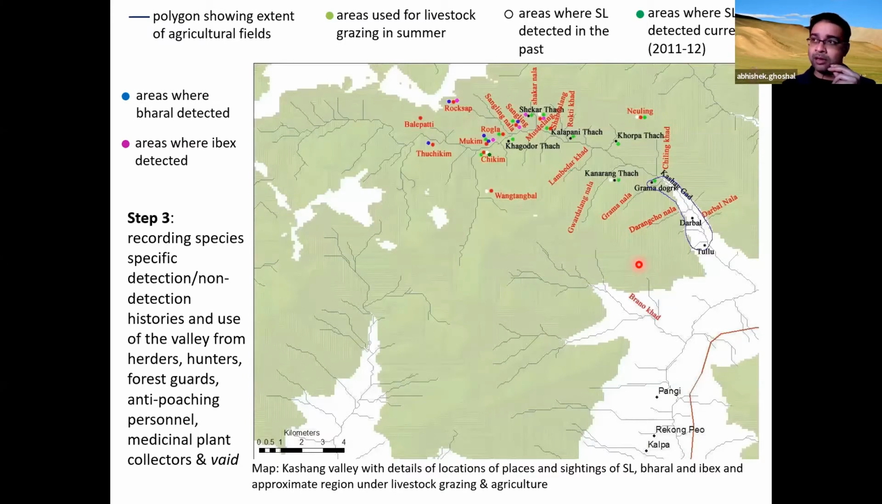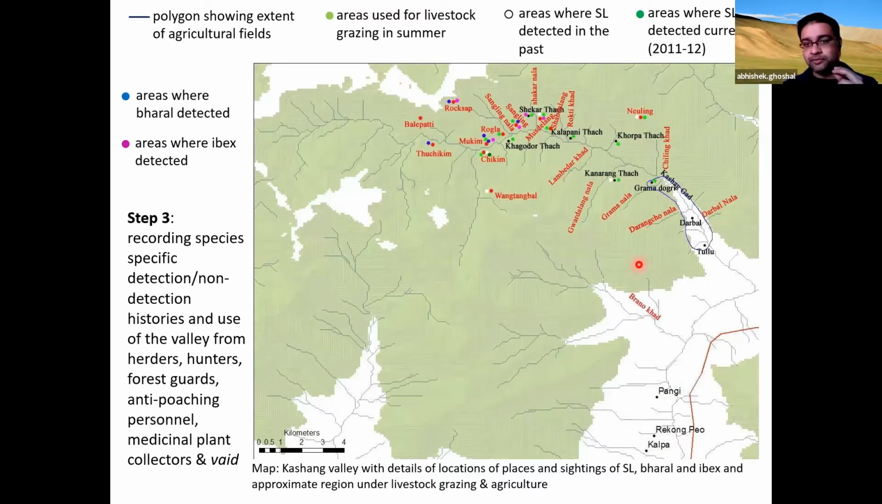For example, if they could identify the signs of a particular species, if they could understand the calls of different species, if they could correctly mention where usually one could see the focus species within a larger valley or the area of interest that they have.